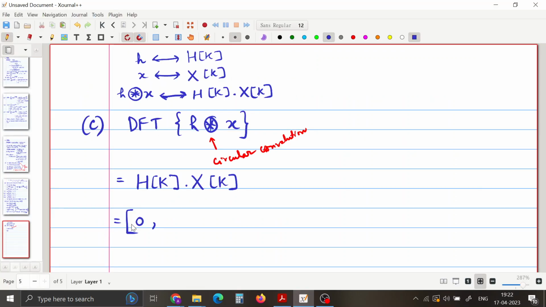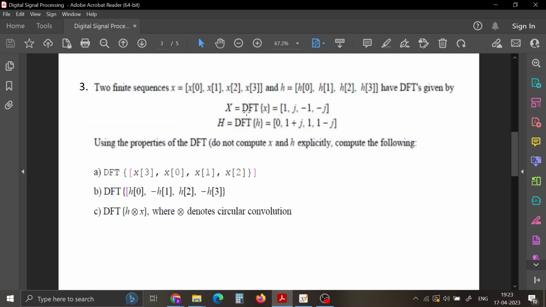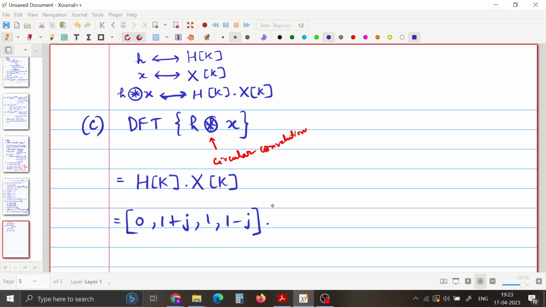Yeah, it was 0 comma 1 plus j comma 1 minus j. So this is H of k, times what is capital X of k now? Capital X of k is this: 1 comma j comma minus 1 comma minus j.